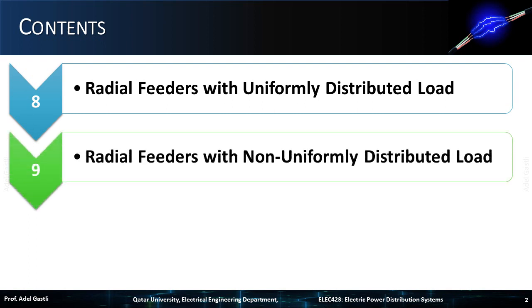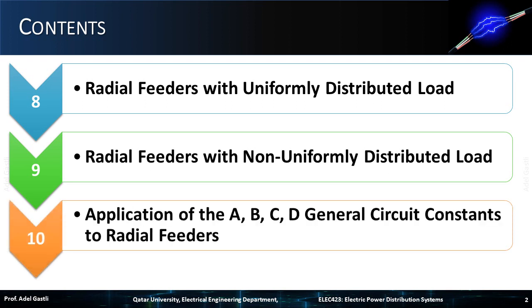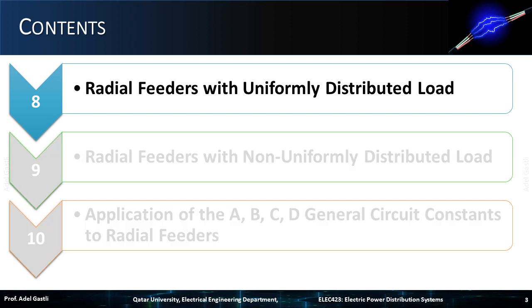Then, radial feeders with non-uniformly distributed load. And finally, the application of the ABCD general circuit constants to radial feeders design and analysis. Let's start with the analysis of basic design considerations of the radial feeder with uniformly distributed load.